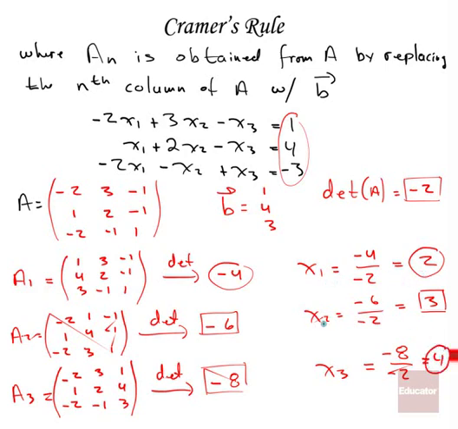x1 is 2, x2 is 3, x3 is 4. I form my coefficient matrix, and I take the determinant of the A1, A2, A3 matrices that I obtain by sticking the solution vector in the particular column for x1, x2, x3, and I solve it that way.